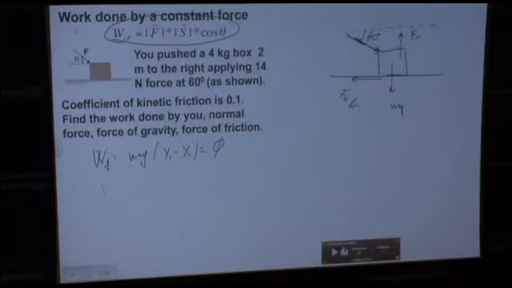Now, for the work done by the normal force, we know it's always 0 because the angle between the force and the displacement is always equal to 90 degrees. So that's a simple thing. Applied force, we did it, but very quickly. The work done by applied force.